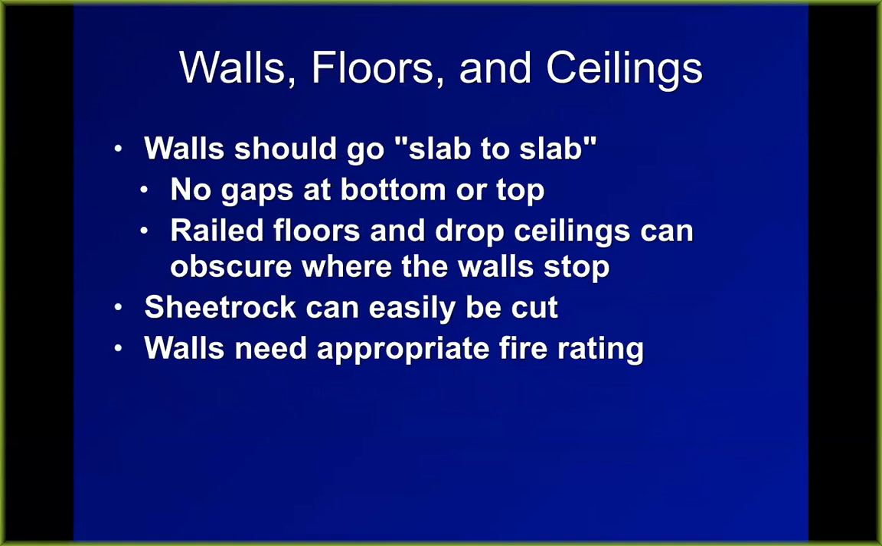Walls, floors, and ceilings are often a weak spot. In many companies and buildings, the ceilings are actually just loose panels, and there's a gap above them that you can just crawl through to get to other rooms. So you avoid this by making the walls go slab to slab, no gaps at the bottom or the top. And you also have to consider the fire rating of your walls. The fire rating determines how easy it is for a fire in one room to spread to another room.